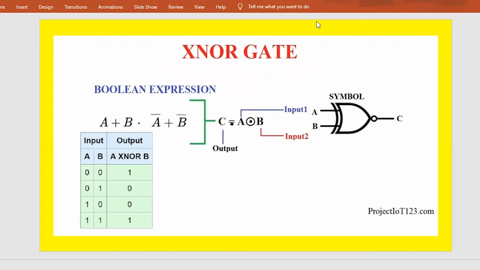So there are two symbols of XNOR gates, one with a distinctive shape and one with a rectangular shape and label. Both symbols for the XNOR gate are that of the XOR gate with an added inversion bubble.